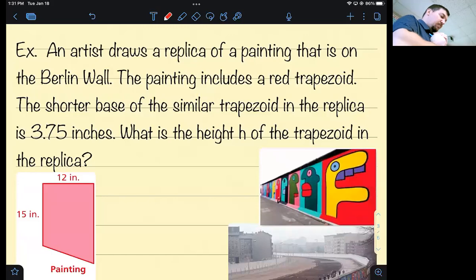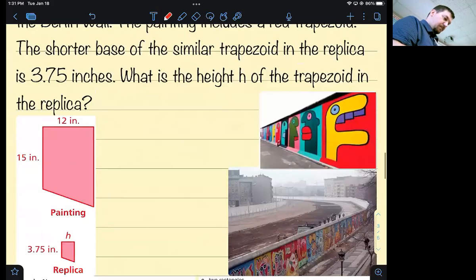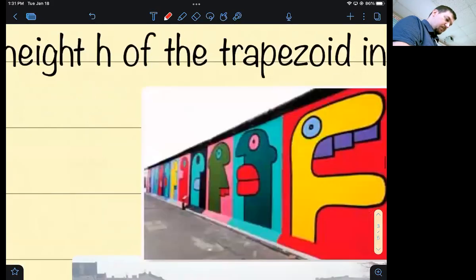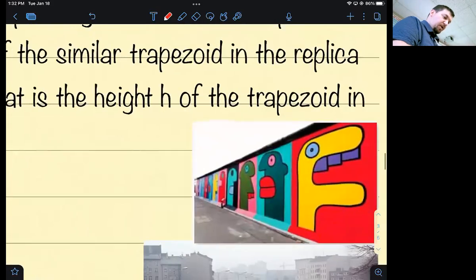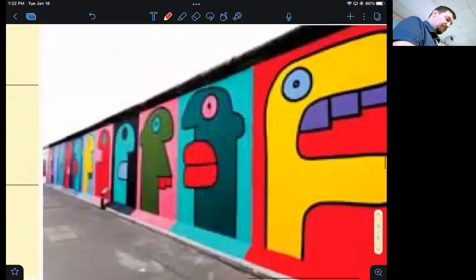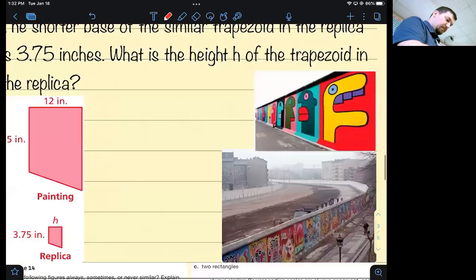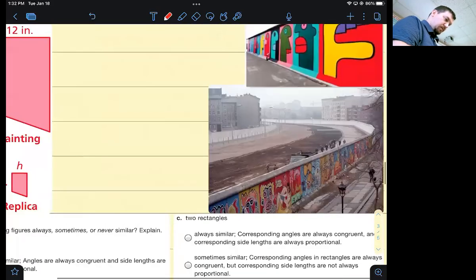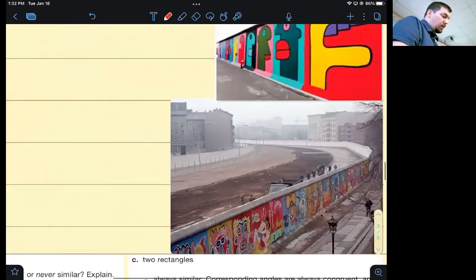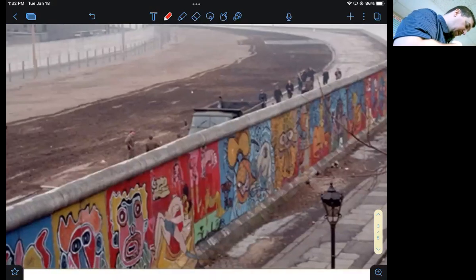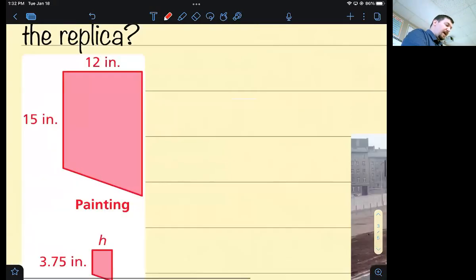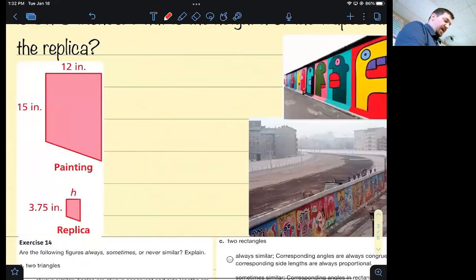All right, anyways, an artist draws a replica of the painting that is on the Berlin Wall. The painting includes a red trapezoid. I don't know where the red trapezoid is on this painting. Are you guys seeing it? Yeah, it's not really a trapezoid, it's a square, but because of the angle it was taken from. That could be. There's a lot of interesting graffiti on this wall. But anyways, we have it right here. It wants to know what H would have to be.